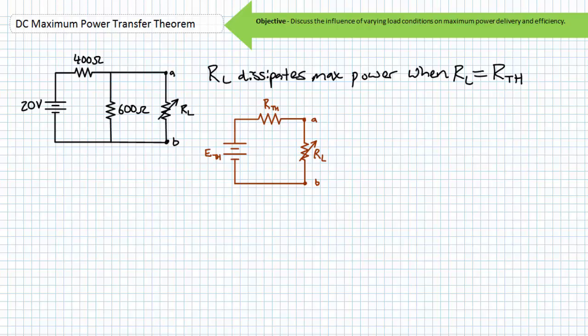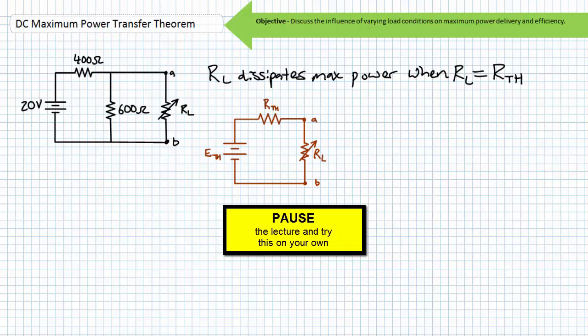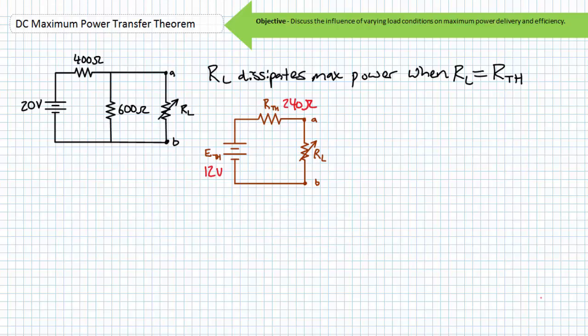Consider this series parallel circuit supplying variable load resistor RL. RL will receive maximum power when RL is exactly equal to the Thevenin's equivalent resistance for this circuit. By all means, pause the lecture and use Thevenin's theorem to find the Thevenin equivalent voltage ETH and the Thevenin equivalent resistance RTH. If you've applied Thevenin's theorem correctly, you should have obtained the following values. ETH is a 12-volt source, and RTH is a 240 ohm resistor in series with the variable load resistor RL.